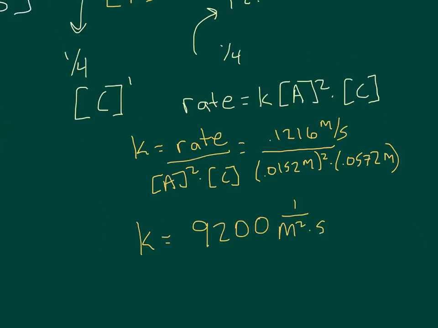And sure enough, if I use this value for k in any of the other rows, I'll get the same value for the rate constant, which tells me that I've done my work correctly.